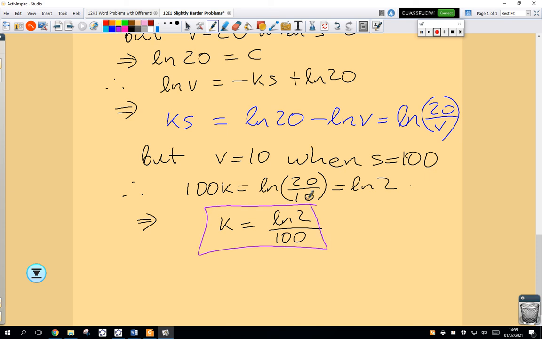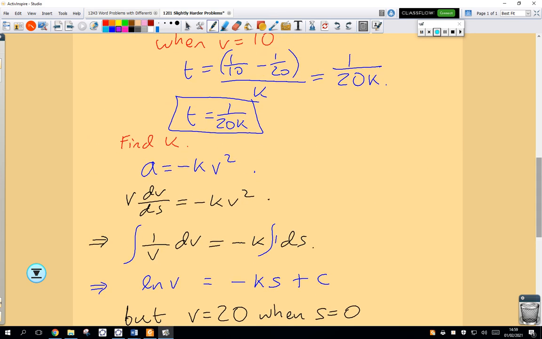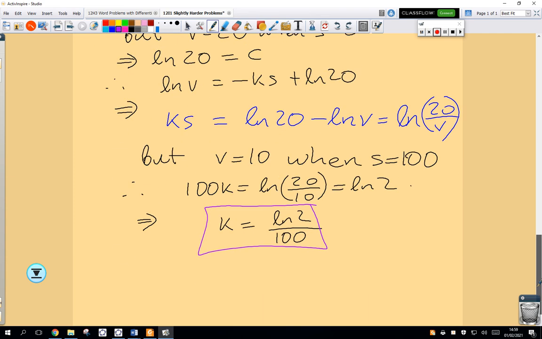That's really everything we need to know, because what have we done? We've done two things. First, we found an expression for t, the time, in terms of k, and now we've found an actual value for k. So we said t is equal to 1 over 20k, which is going to be equal to 1 over 20 times the natural log of 2 over 100.